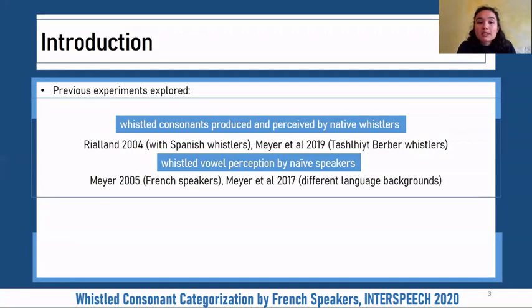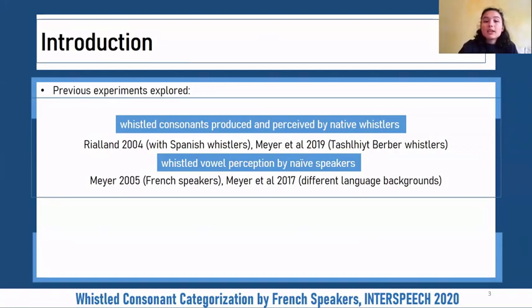More importantly, we can cite Meyer in 2005, who asked native French speakers to recognize and identify four whistled vowels in French: I, E, A, O. And more recently, Meyer et al. in 2017, who asked speakers of different language backgrounds, Spanish and Chinese speakers, to once again identify these whistled vowels to analyze how language background influences vowel perception.